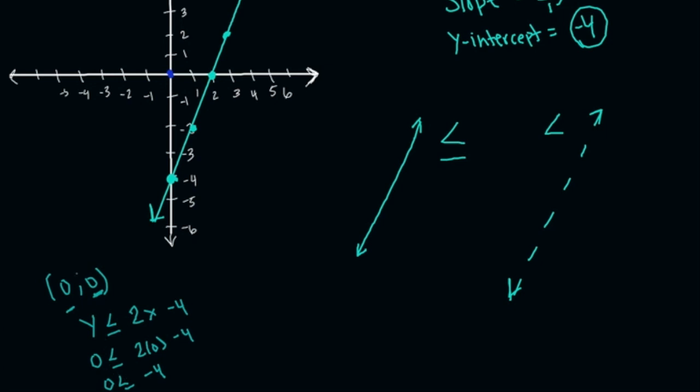So that means if your testing point is not true, then this testing point is not a solution. So we would not shade in this way to include the (0, 0) origin point. We would shade in the other way. So all of the points on this side are going to be solutions to this inequality.